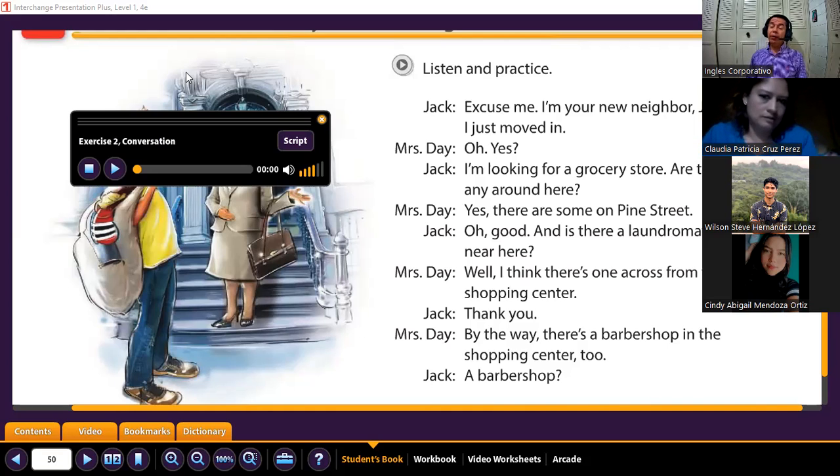Will sería ahí. Well, I think there's one across from the shopping center. Thank you. Ahí sería. By the way, y a todo esto, by the way. By the way, there's a barber shop in the shopping center too. A barber shop? Good. Claudia le salió súper mejor que el teacher, ¿verdad? There is a barber shop in the shopping center. Thank you. I said shopping center. No, shopping center. Sorry. Teacher se equivocó ahí. Okay. Thank you, Claudia. Thank you, Wilson.